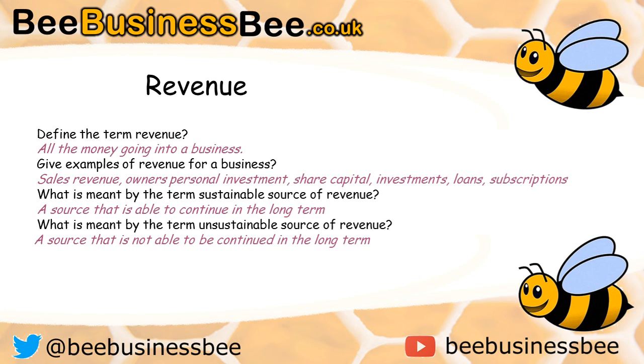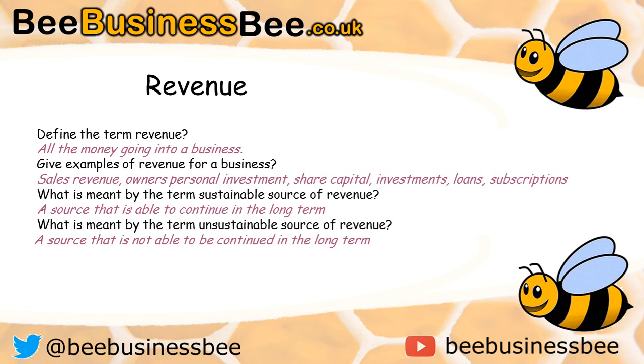Give examples of revenue for a business. So you could have sales revenue, so that's all the money you make when selling products. There's a clue in the word, sales revenue. You could have the owner's personal investment. That could be a form of revenue, money going into the business. But remember, that's not sustainable because the owner can't keep putting his money into the business.